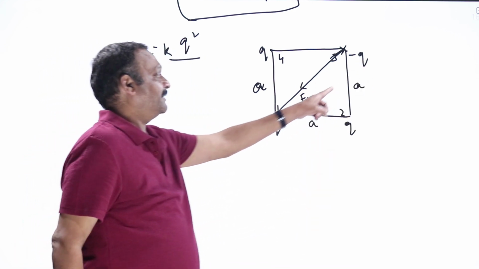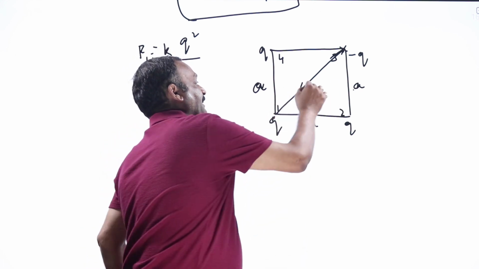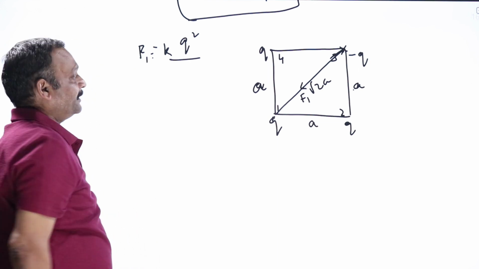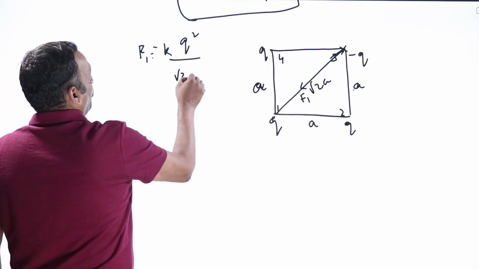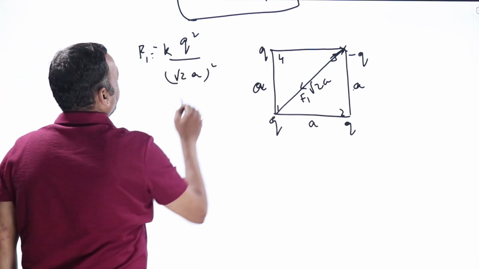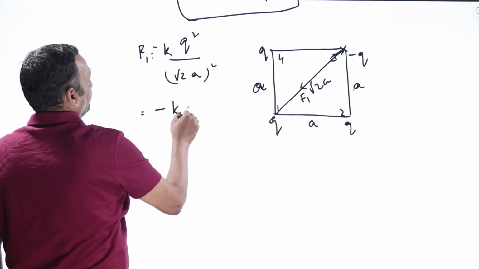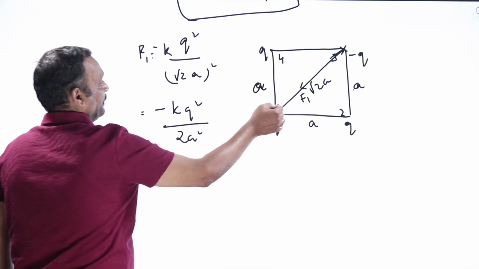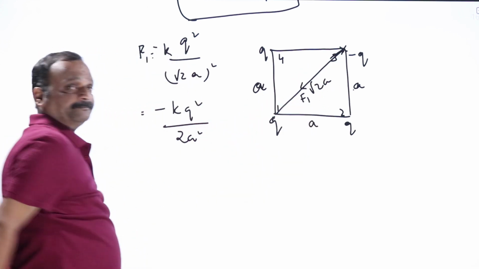which is a diagonal, the face diagonal of a square. Okay, so if these two sides are A and A, the length of this diagonal will be root of A square plus A square, that is root 2A. So it is root 2A whole square. That is minus K Q square by 2A square, the force F1, which will be in this direction.